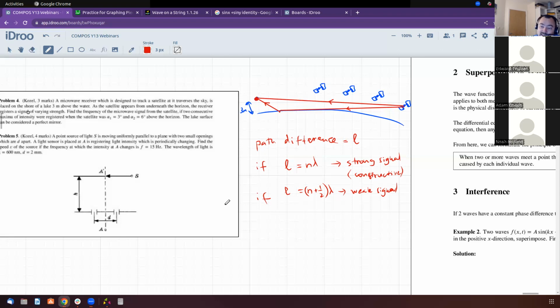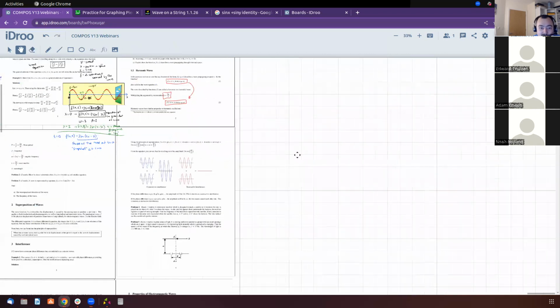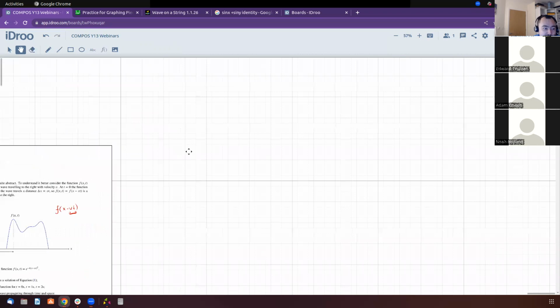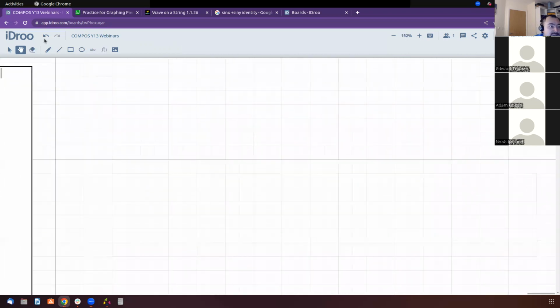Jasmine is asking, why is it a weak signal and not zero signal? That's a very good question. Let's talk about this separately, because you're taught in school, except for a few questions, that destructive interference is when you have cancellation of signal. Suppose you have a loudspeaker.